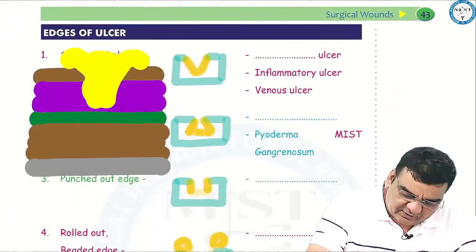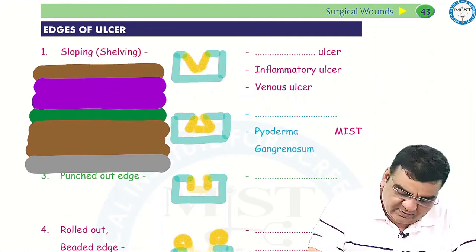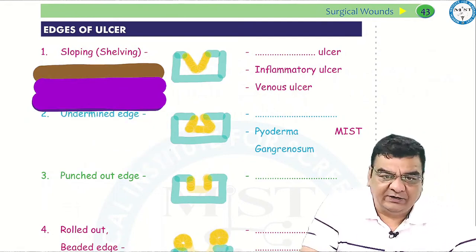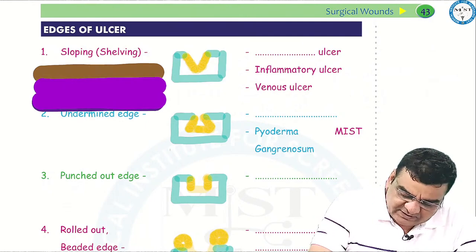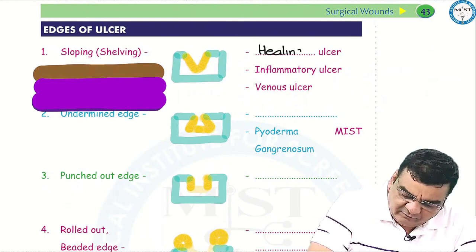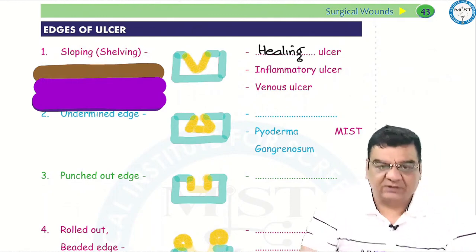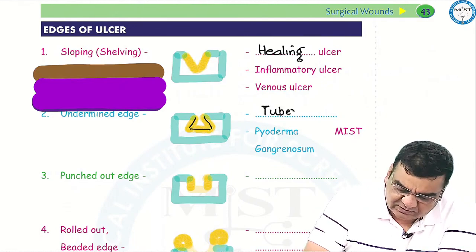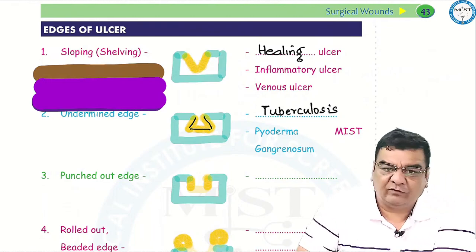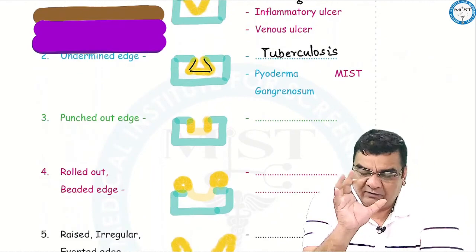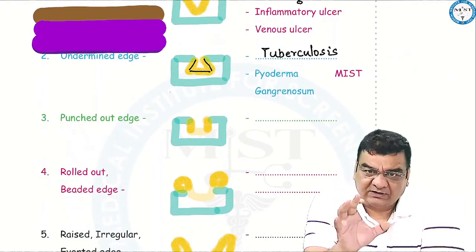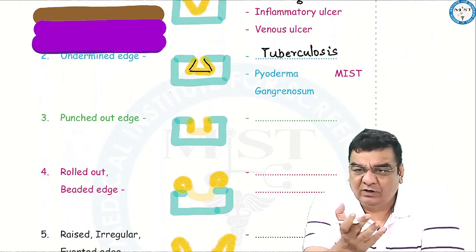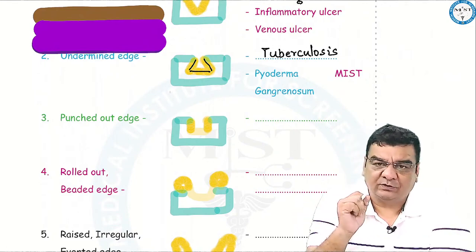So herein, the sloping or shelving edge of the ulcer, beta, is something we commonly see in cases of a healing or inflammatory ulcer, or a venous ulcer. The undermined edge is seen mainly in cases of tuberculosis. This was the question asked on 4th of June. They gave a clinical scenario and an image, a dermatology question, and mentioned that the edge of the ulcer is undermined. They asked in which disease we see this picture, and the answer was tuberculosis.